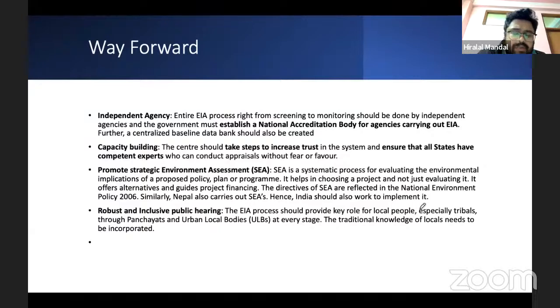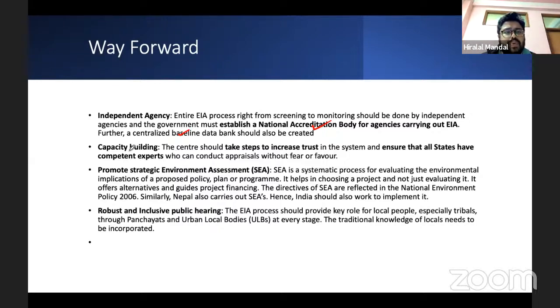So in order to make the environmental impact assessment more effective, there is a need to establish a national accreditation body for carrying out environmental impact assessment. A centralized baseline data bank must be prepared, and detailed scrutiny and monitoring should be done by these independent agencies. Since today the environmental impact assessment is done by the state agencies, and mostly it is dominated by the bureaucrats, the scrutiny is compromised, and that's why it is suggested that we need to create an independent agency in order to carry out the environmental impact assessment process.